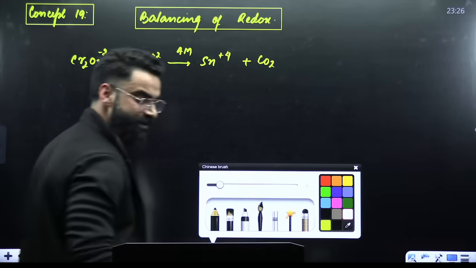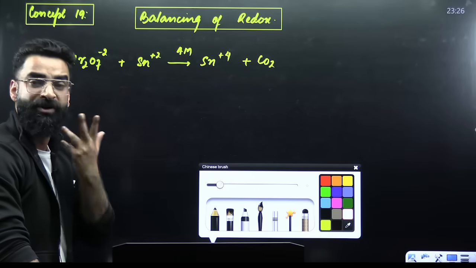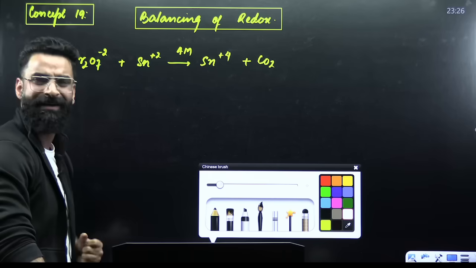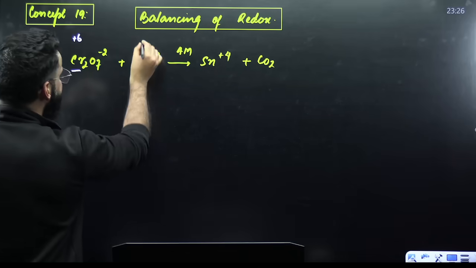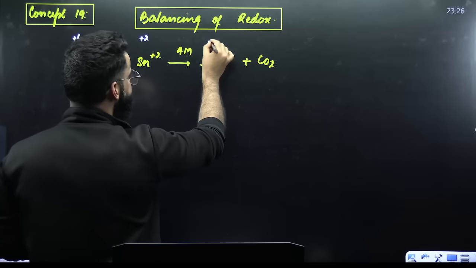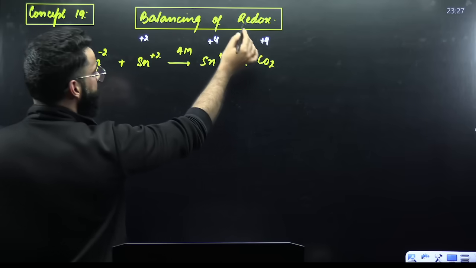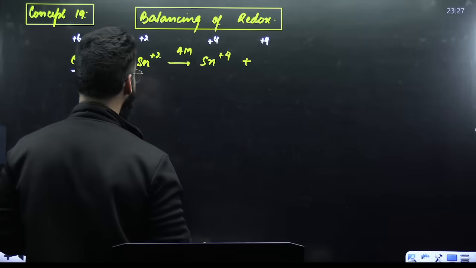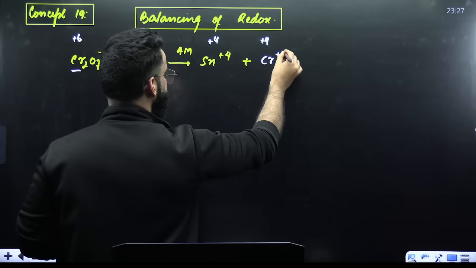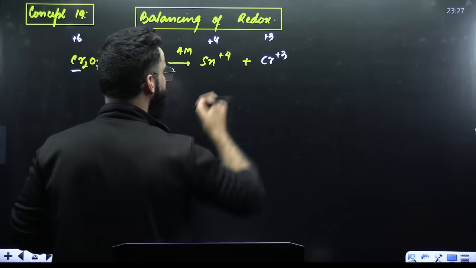Sometimes they'll ask you a question wherein you have to balance the reaction in acidic medium. I'll show you a simple shortcut by means of which you can balance the reaction in acidic medium. My dear students, get the oxidation state of chromium. It is +6. Tin here is in +2 oxidation state. Here tin is in +4. Here carbon is in +4. Now understand. +6, just this, not carbon dioxide, sorry. This is chromium tripositive, so its oxidation state here is +3.